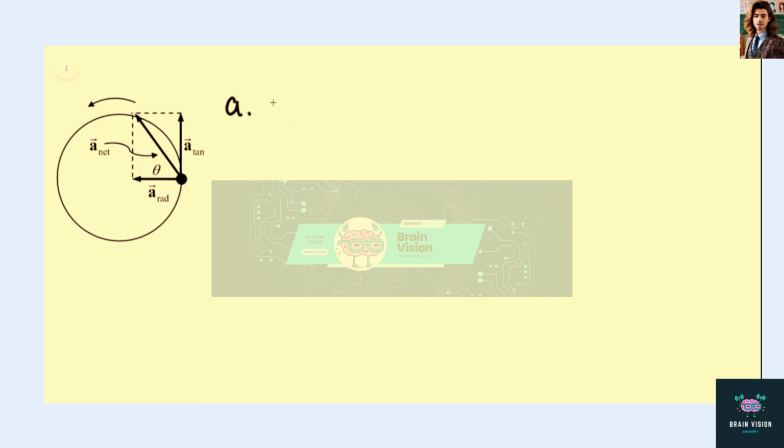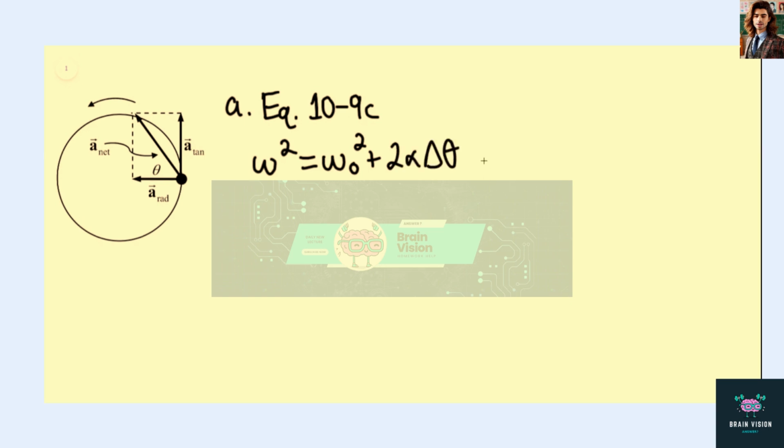We have the diagram of the system, and we can say that for part A, the angular acceleration can be found from equation 10.9c. And so we can say that omega squared equals omega initial squared plus 2 alpha delta theta. And so alpha, the angular acceleration, would equal the final angular velocity squared minus the initial angular velocity squared, divided by 2 times the change in the angular displacement.